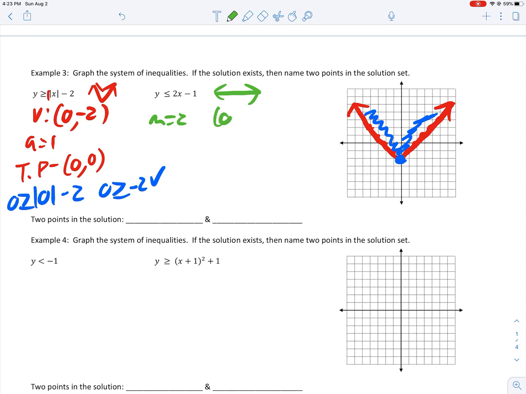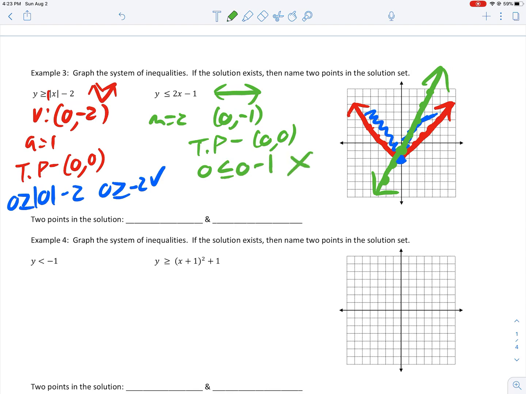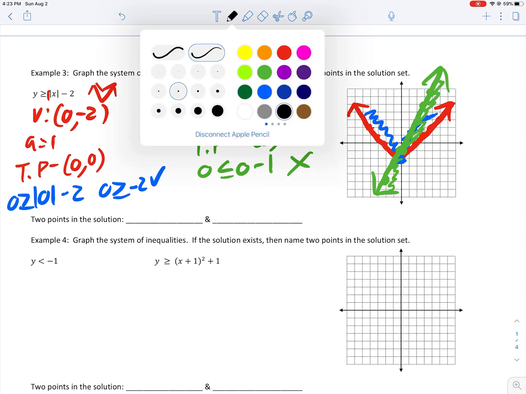Okay, here it's linear. It's going to be solid. Your slope is 2. Your y-intercept is down 1. Up 2 over 1, up 2 over 1, up 2 over 1, down 2 over 1, down 2 over 1. Okay, again, test point, 0, 0. Is 0 less than 0 minus 1? No, it's not. So you shade below.